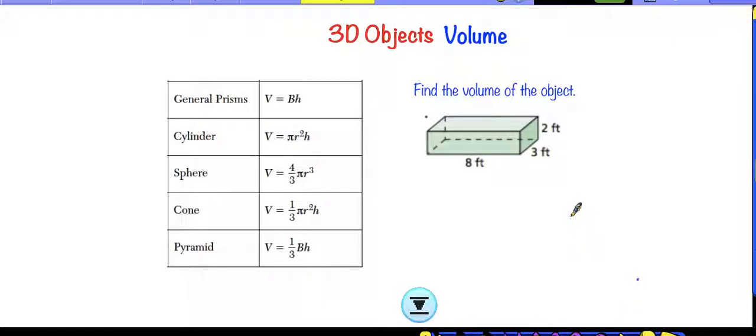Hello everyone. In this video, we are going to continue to talk about how we use a formula to find the volume. So we're going to check some examples here. Just quickly review something we mentioned in the previous video about the formula.